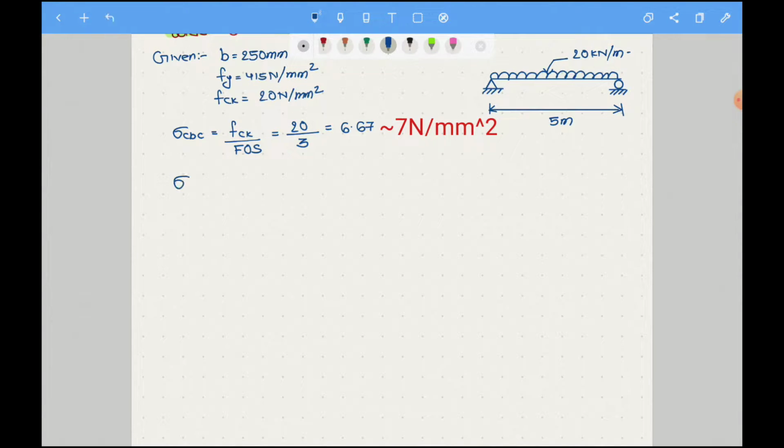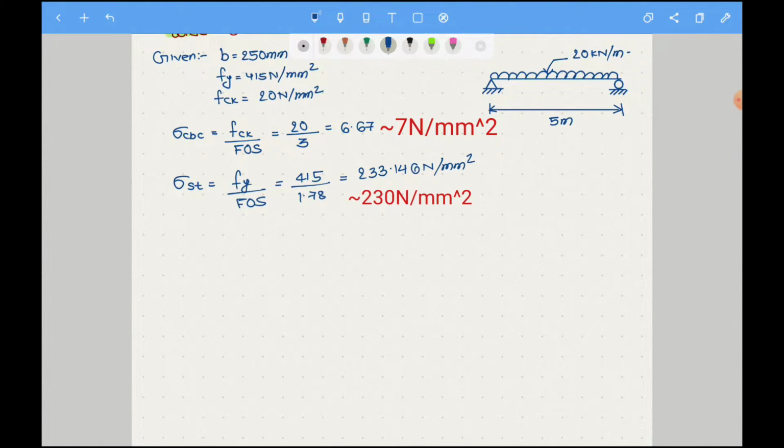Moving on, we are also finding the value of sigma ST, which is nothing but the value of Fy divided by the factor of safety. So the value of Fy that we know is 415, divided by the factor of safety. For the steel we will be taking it as 1.78. On calculating, what we find here is 233.146 Newton per mm square.